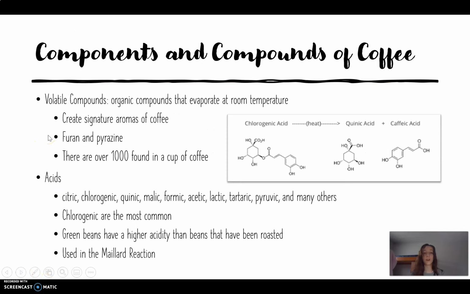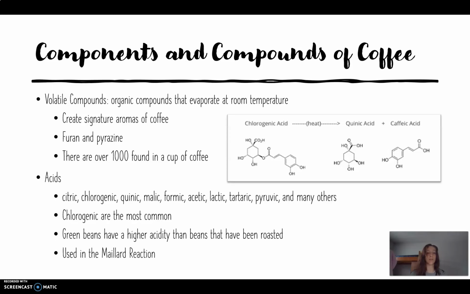So these are components and compounds found in coffee. Volatile compounds are organic compounds that evaporate at room temperature. They create the signature aromas of coffee. Some examples of this are furan and pyrazine. And while those are the two main ones, there are over 1,000 found in a cup of coffee.